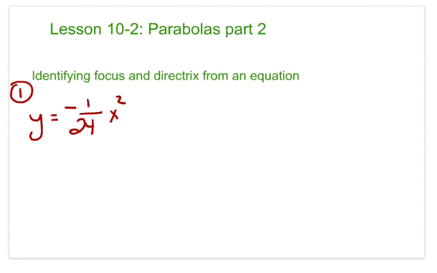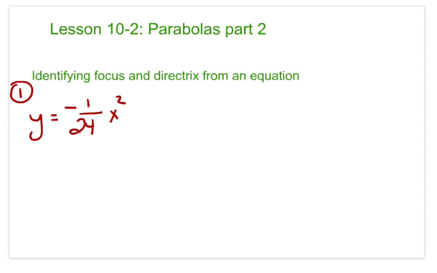So to be able to identify the focus and the directrix from an equation, you first want to make sure that the equation is in the general form that we use for a parabola. So either y equals something x squared or x equals something y squared, which you will notice in this case it is already set up that way. So now remember, you know stuff about A, and in order to find the focus and the directrix, you really need to know the distance from the vertex to the focus, or the distance from the vertex to the directrix.